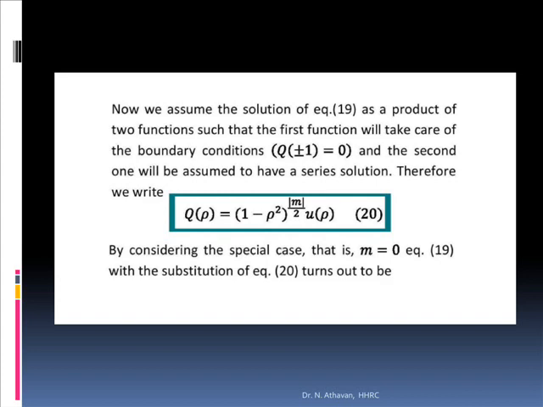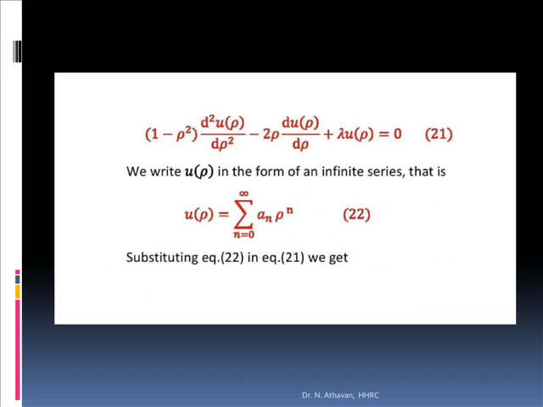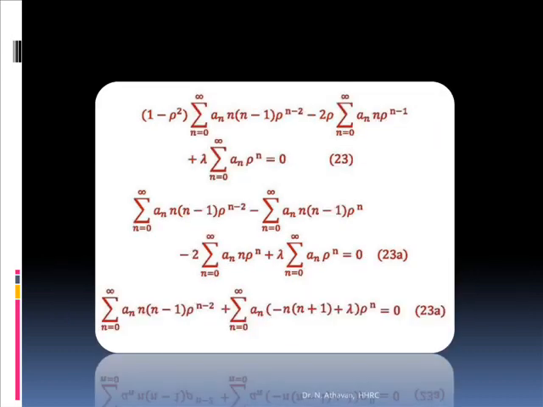Substituting m is equal to 0 in equation 19, we get the equation in 21. Now, as we said previously, we are going to write the function u of rho in the form of an infinite series. That is, u of rho is equal to summation running from n is equal to 0 to infinity a_n rho^n. Once we write the series, our job is to substitute this series form in equation 21. So we get equations 23 and 23a. The final form of 23a is written at the bottom.